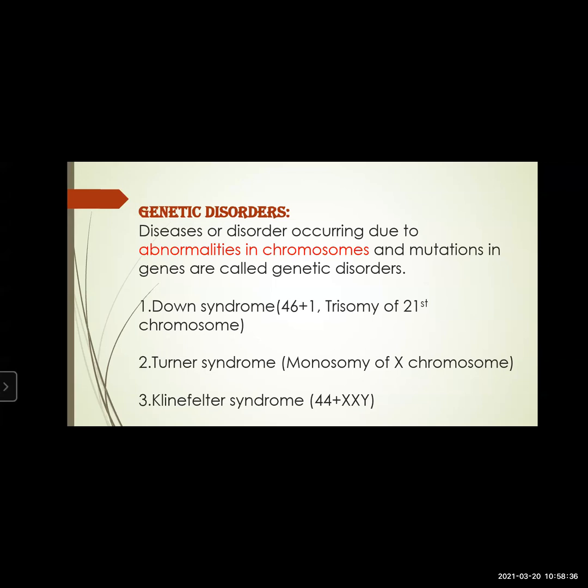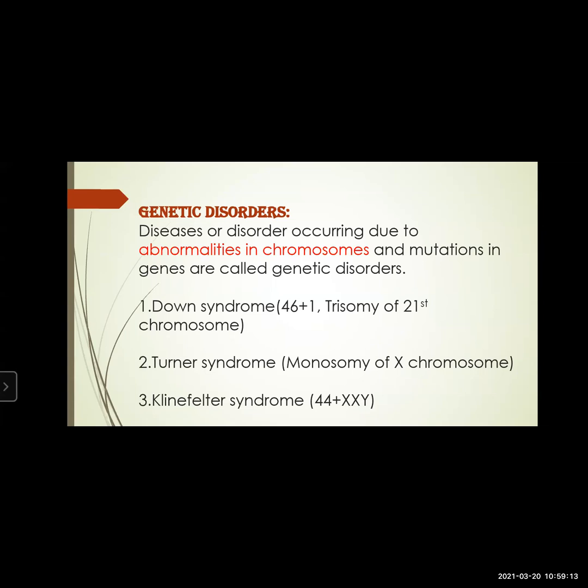In the same way, here the diseases occur due to abnormalities in the chromosomes, and now we know that in human beings, we have 46 chromosomes, or in other words, there are 23 pairs of chromosomes present, right? So, if there is any abnormality in the chromosome, or any mutation of the gene, that leads to genetic disorders, right? The examples of genetic disorders given here are Down syndrome. We have studied in detail about all these diseases.